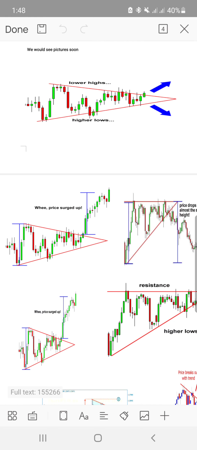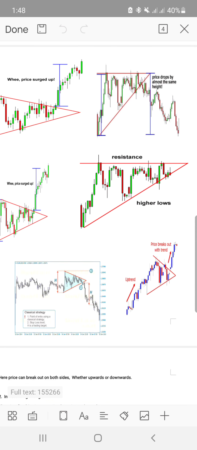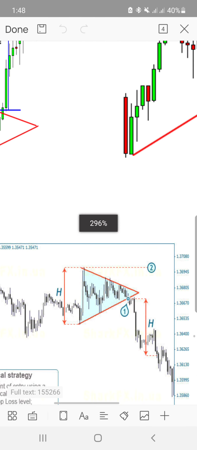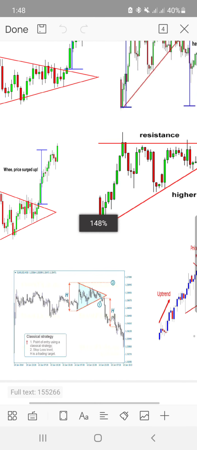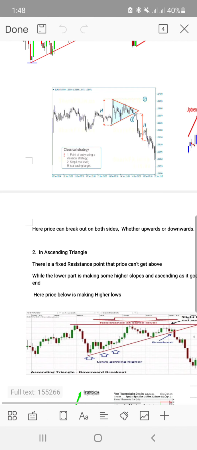In symmetrical triangles, let's see some more examples. Look at this. It's a perfect triangle in symmetry. Price broke out here. So look at this, another example of a symmetrical triangle.